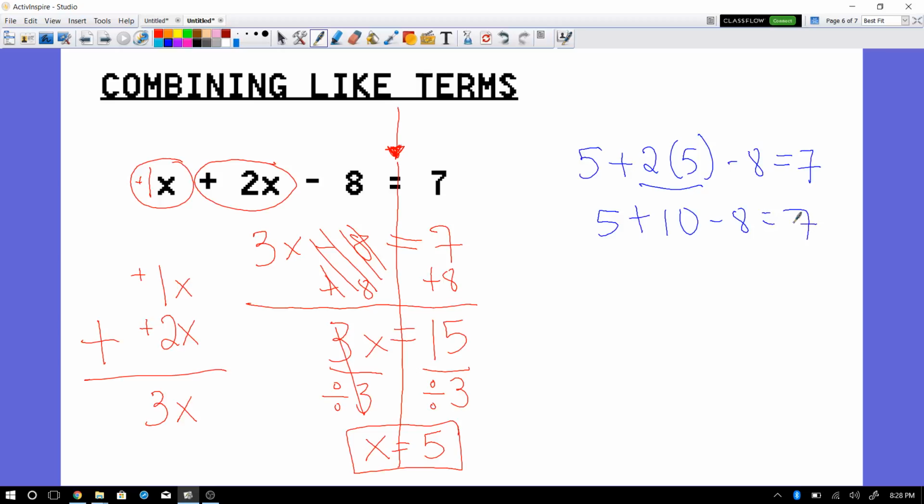Okay. There's no more multiplication or division. Do you see addition or subtraction? Yes. What comes first when you solve the problem from left to right? Addition. 15 minus 8 equals 7. So 15 minus 8 is 7 equals 7. Awesome. That means our answer of 5 is 100% correct. We have an equation. 7 does equal 7. If that would have said 8 equals 7, then we'd have known that 5 is not the correct answer to substitute in for x.